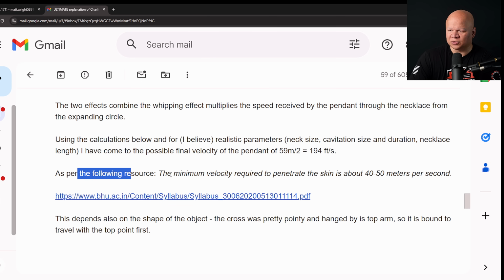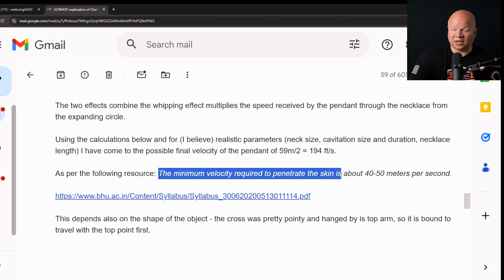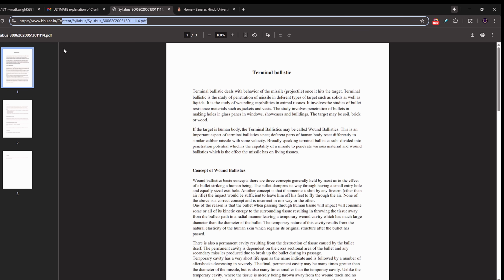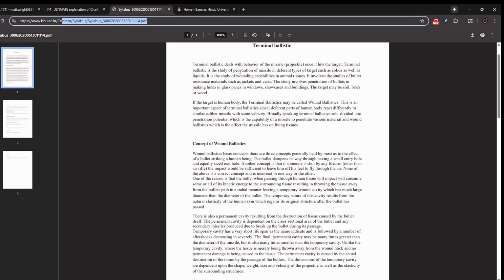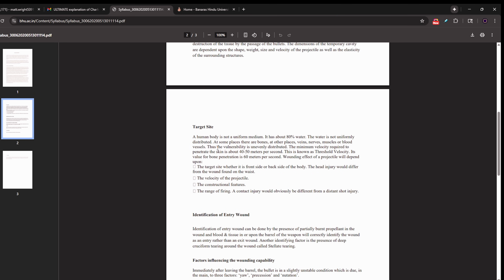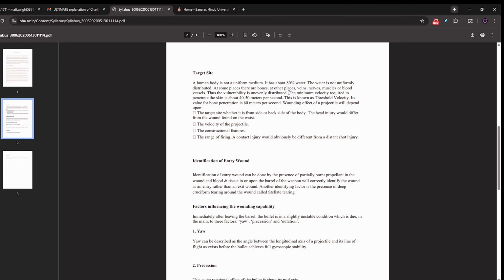And then they quote this resource: the minimum velocity required to penetrate the skin is about 40 to 50 meters per second. All right, so let's check out this link. It goes to bhu.ac.in, which is Banaras Hindu University. If we look at that link, terminal ballistics. As we go through here, talking about concepts of wound ballistics, target site, it's saying the minimum velocity required to penetrate the skin is about 40 to 50 meters per second. This is known as threshold velocity. Its value for bone penetration is about 60 meters per second.